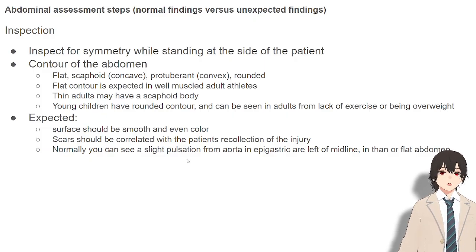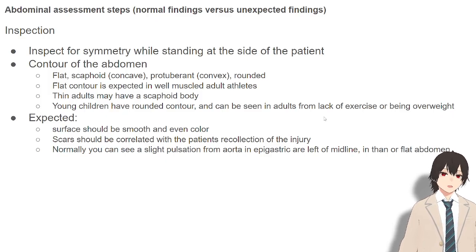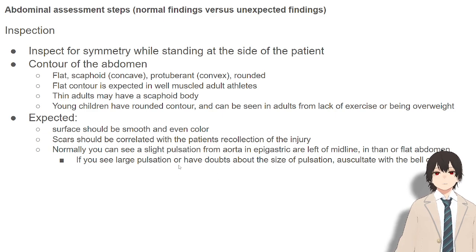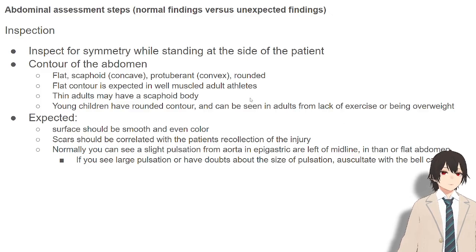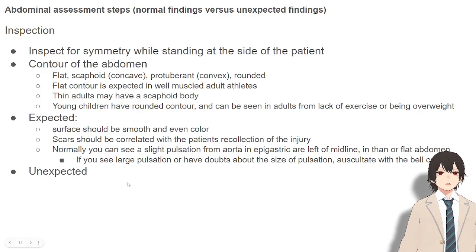You can see a slight pulsation from the aorta in the epigastric area left of the midline in a thin or flat abdomen. You can see it better sometimes with a little bit of light, or if you're standing at the foot of the bed. If you see a large pulsation, you want to auscultate with the bell of your stethoscope. Be very careful. It could be an AAA or anything else. Unexpected striae, these are stretch marks.